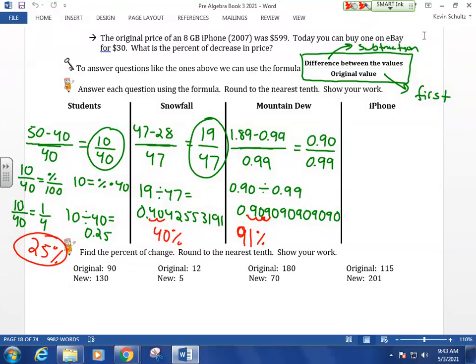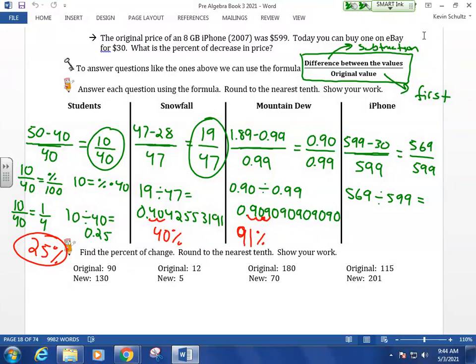Yeah. Finally, the iPhone, originally a $599 item. That's going to be our denominator. That was the original price. But now you can buy it for $30. And so what's the percent of decrease? So $599 minus 30 divided by 599. That equals 569 divided by 599, which, again, especially given our numbers, I would just go to a calculator.